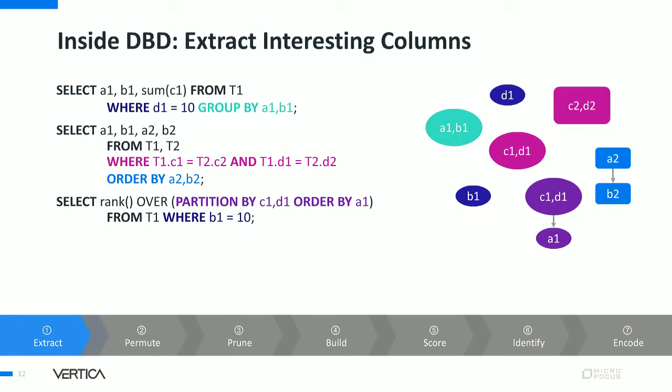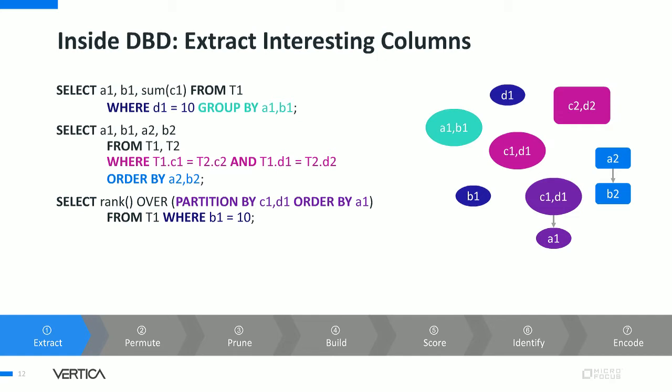The first step is extract. Extract interesting columns. In this step, DBD parses the design queries and figures out the operations that can be benefited by the potential projection design and extracts the corresponding columns as interesting columns. So predicates, group bys, order bys, join conditions, and analytics are all interesting columns to the DBD. As you can see, from these 3 simple sample queries, DBD can extract the interesting column sets on the right.